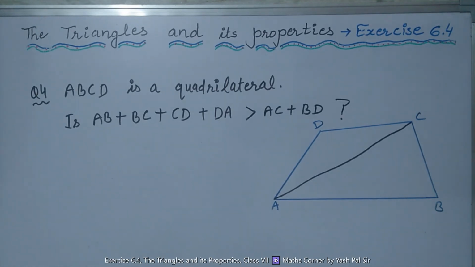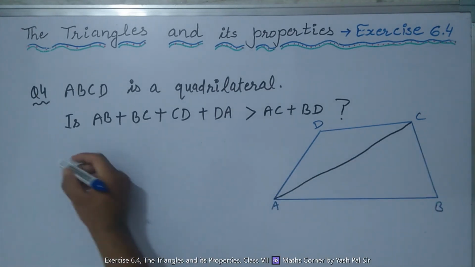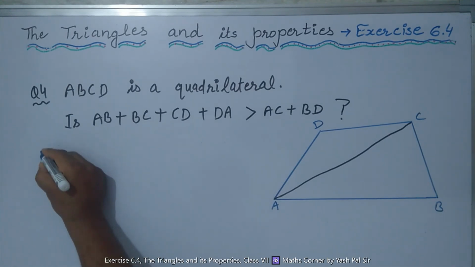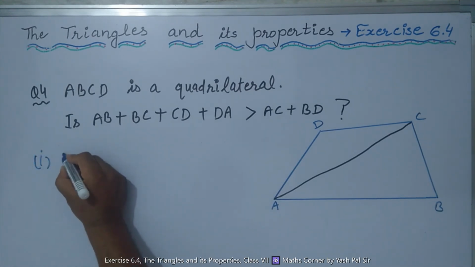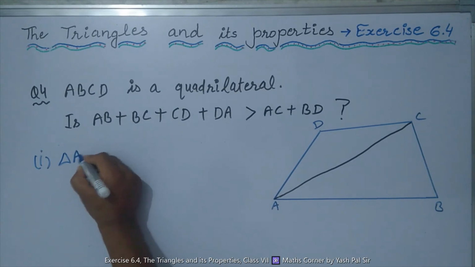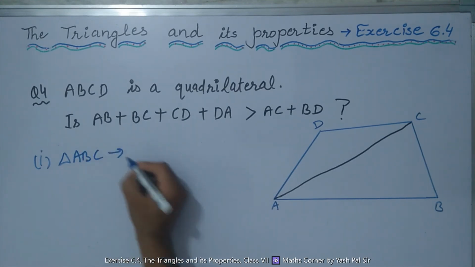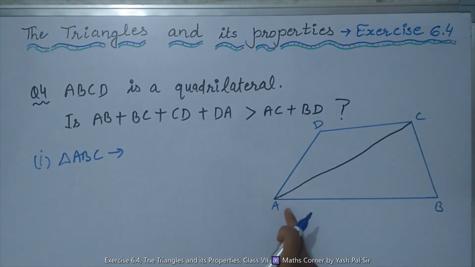So first of all, we take the triangle ABC. Number 1, we take the triangle ABC. Here what do we say now?